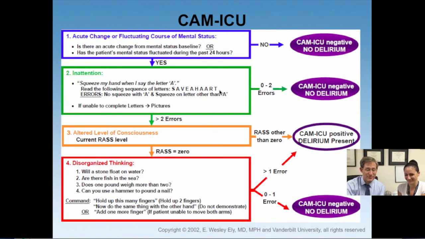Got it. So once you've determined if you feel the patient has inattention, then you've already assessed their RASS level, and if it's 0, then you have to move on. Correct. But if it is abnormal, anything other than 0, then your patient has delirium. You're done. If your patient has a RASS score of 0, then you keep going.